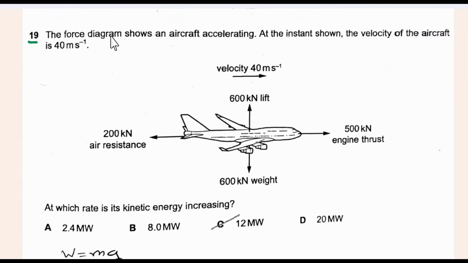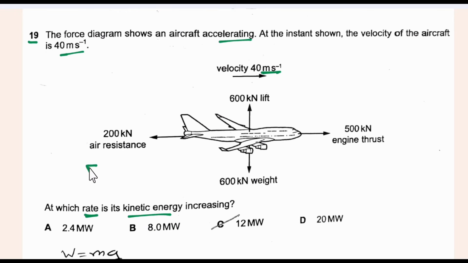19. The force diagram shows an aircraft accelerating. So the aircraft is accelerating. At the instant shown, the velocity of the aircraft is 40 meter per second. So it has a velocity of 40 meter per second. At what rate is its kinetic energy increasing? So rate of increasing kinetic energy.